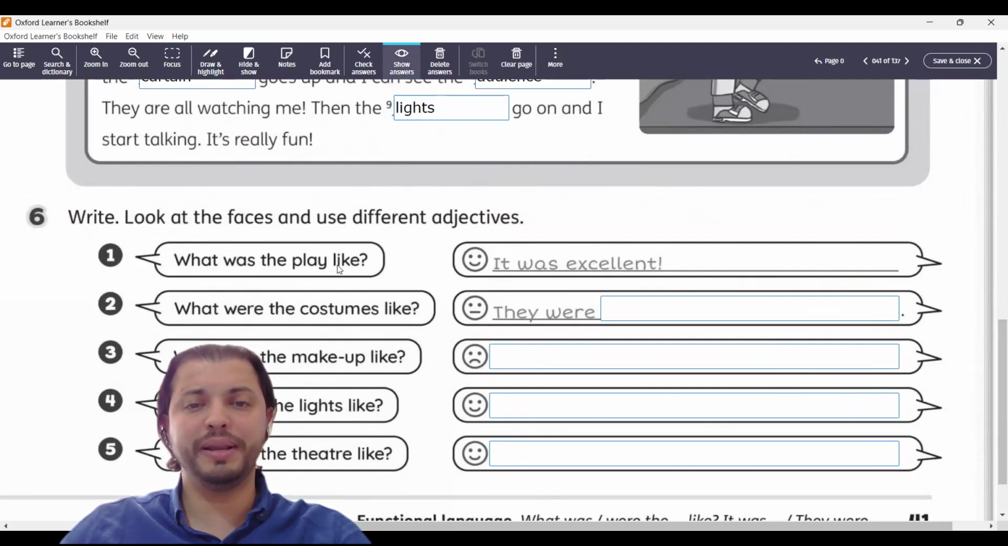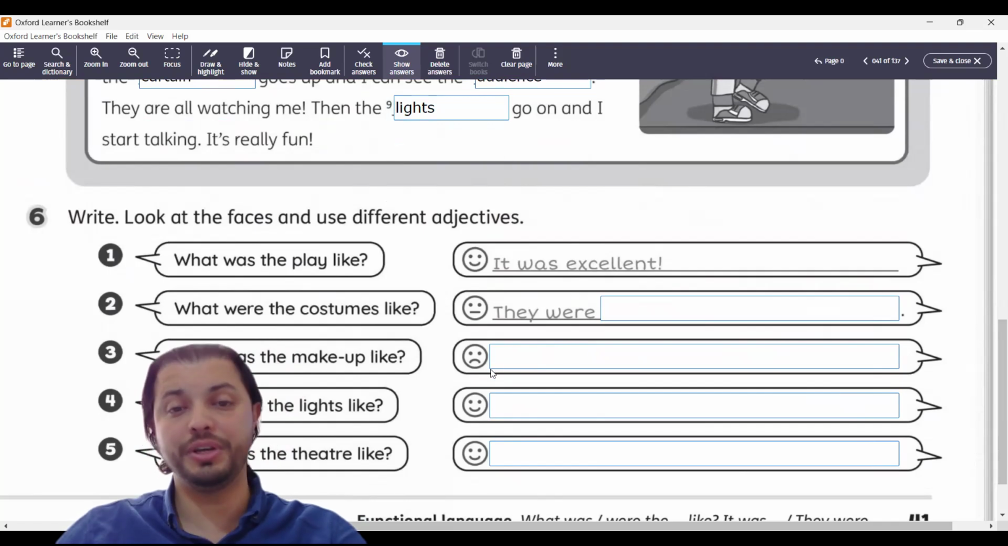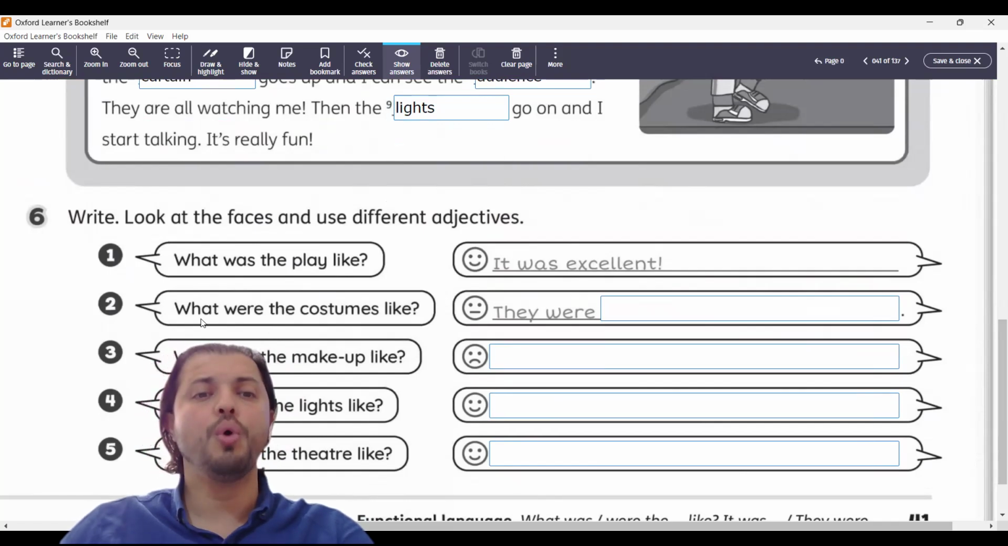What was the play like? It was excellent. Let's look at the faces and use the different adjectives. Yeah, you can look here at the faces and use them. So, for example, what were the costumes like? They were normal, good, you can say.